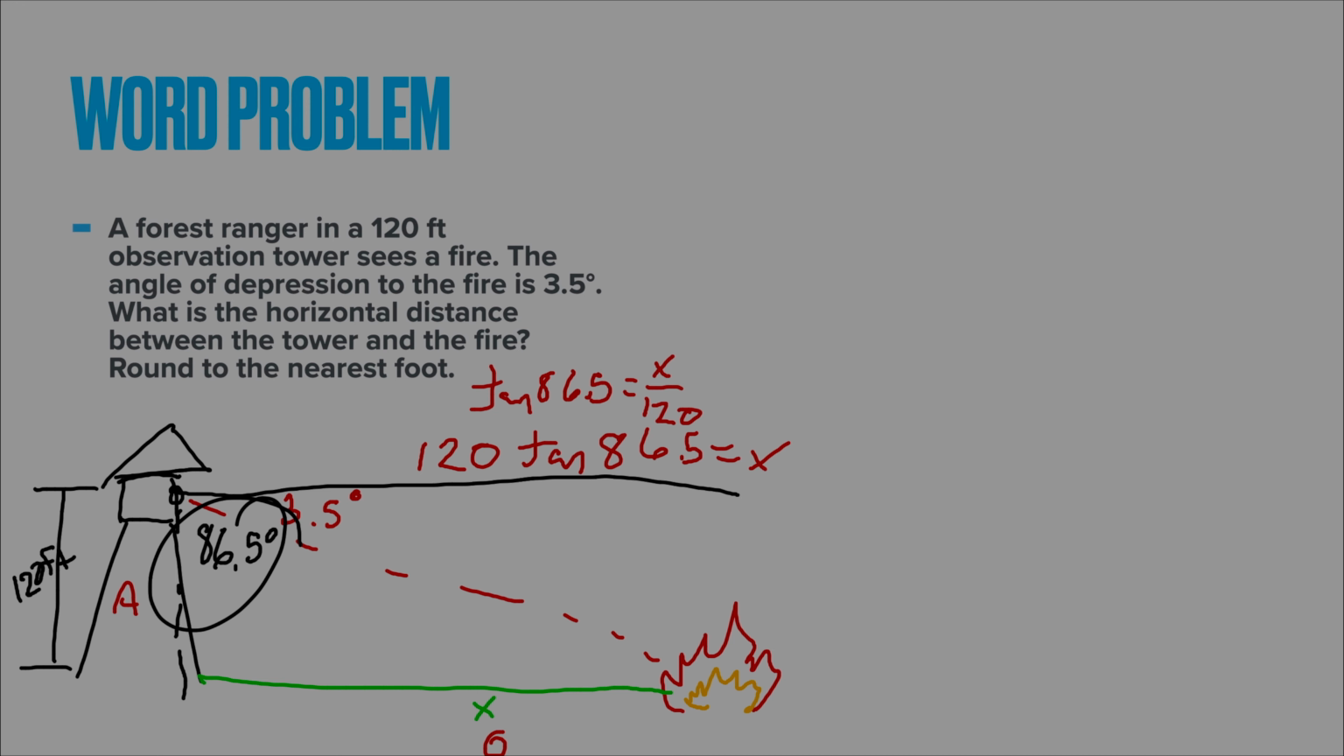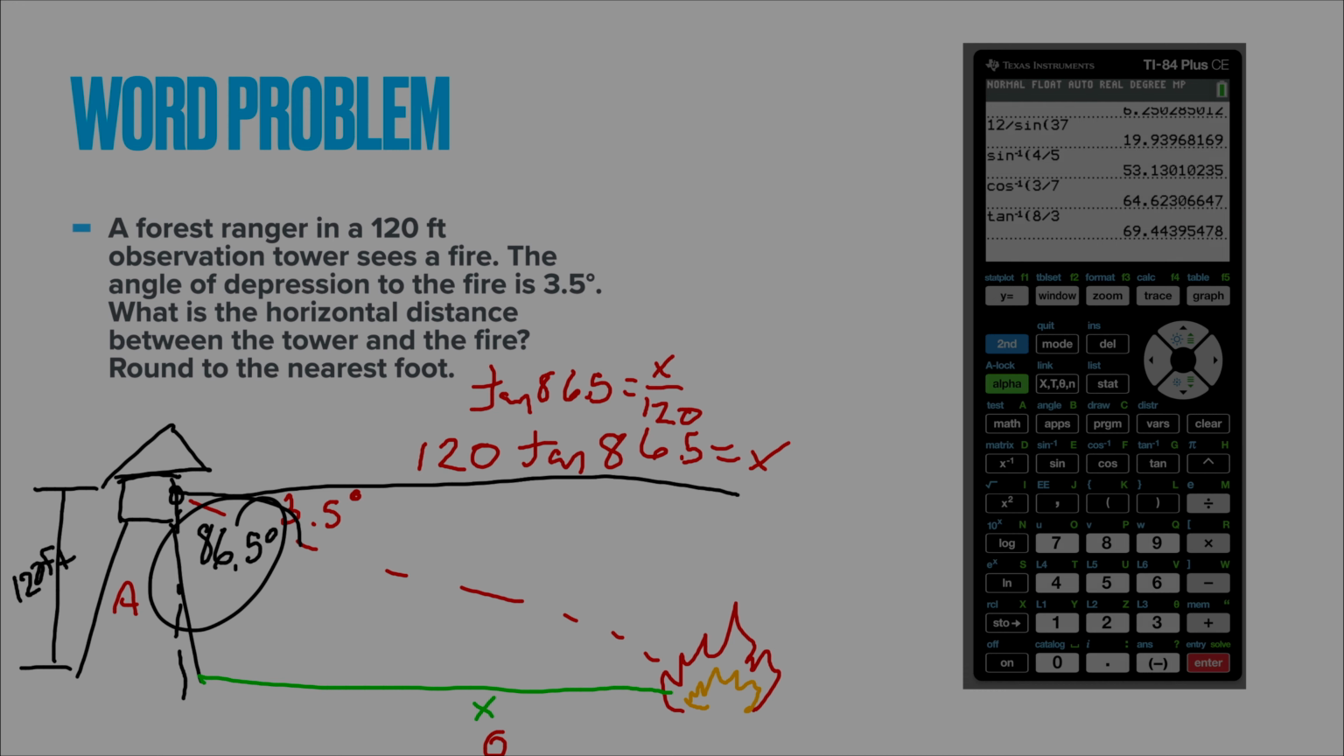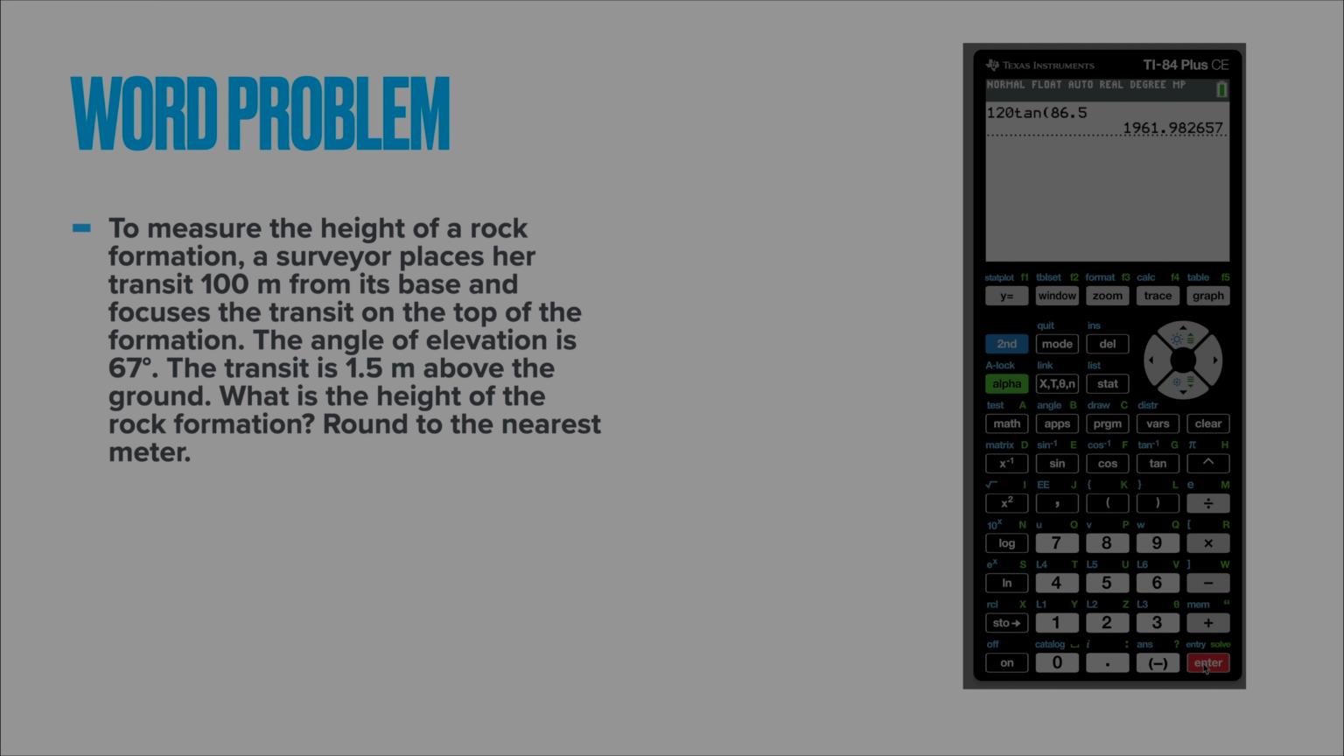So let's bring back up the calculator. Let's also clear that out. I'm going to write 120 times the tangent of 86.5. And that's going to get me that the distance is 1,961. Oh, nope, because we're rounding to the nearest foot, 62 feet. All right, let's try our next one.